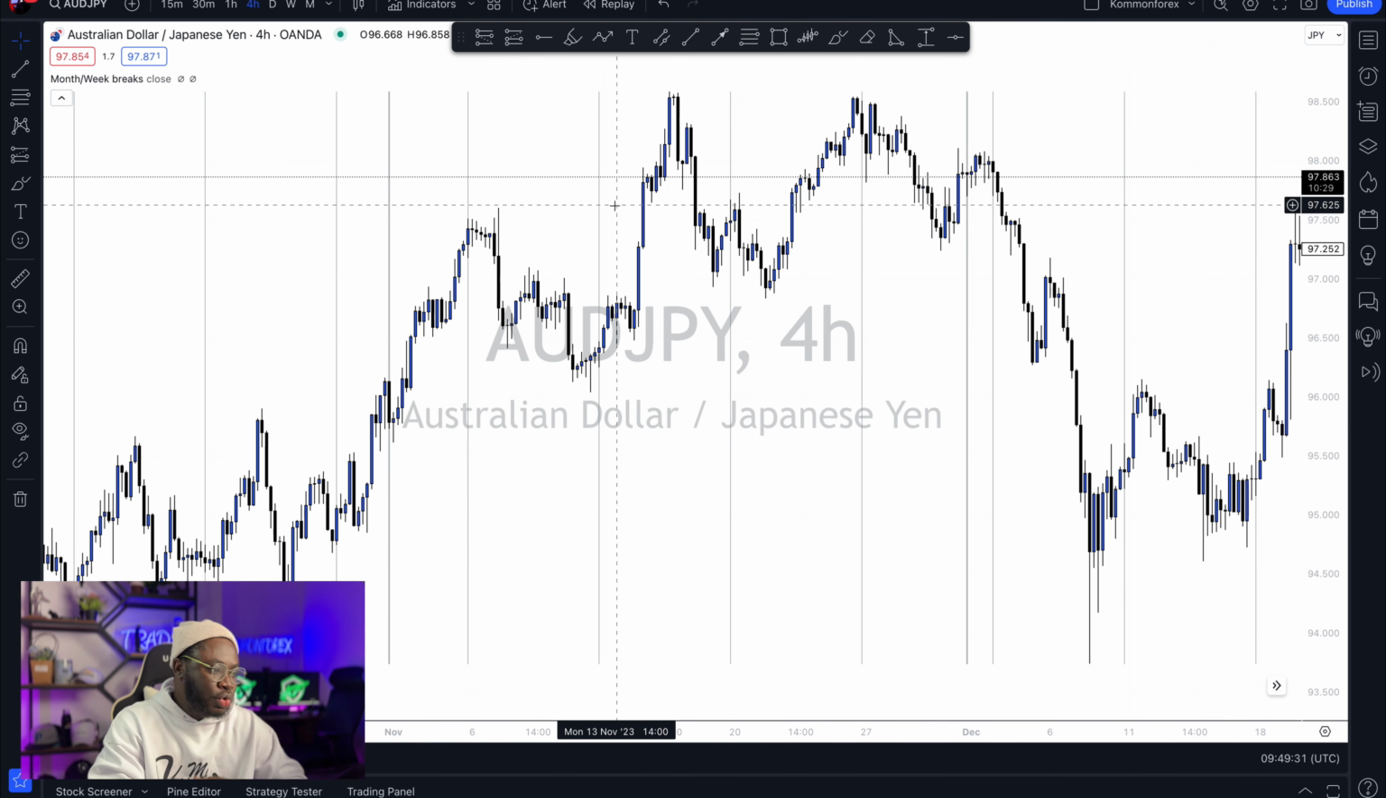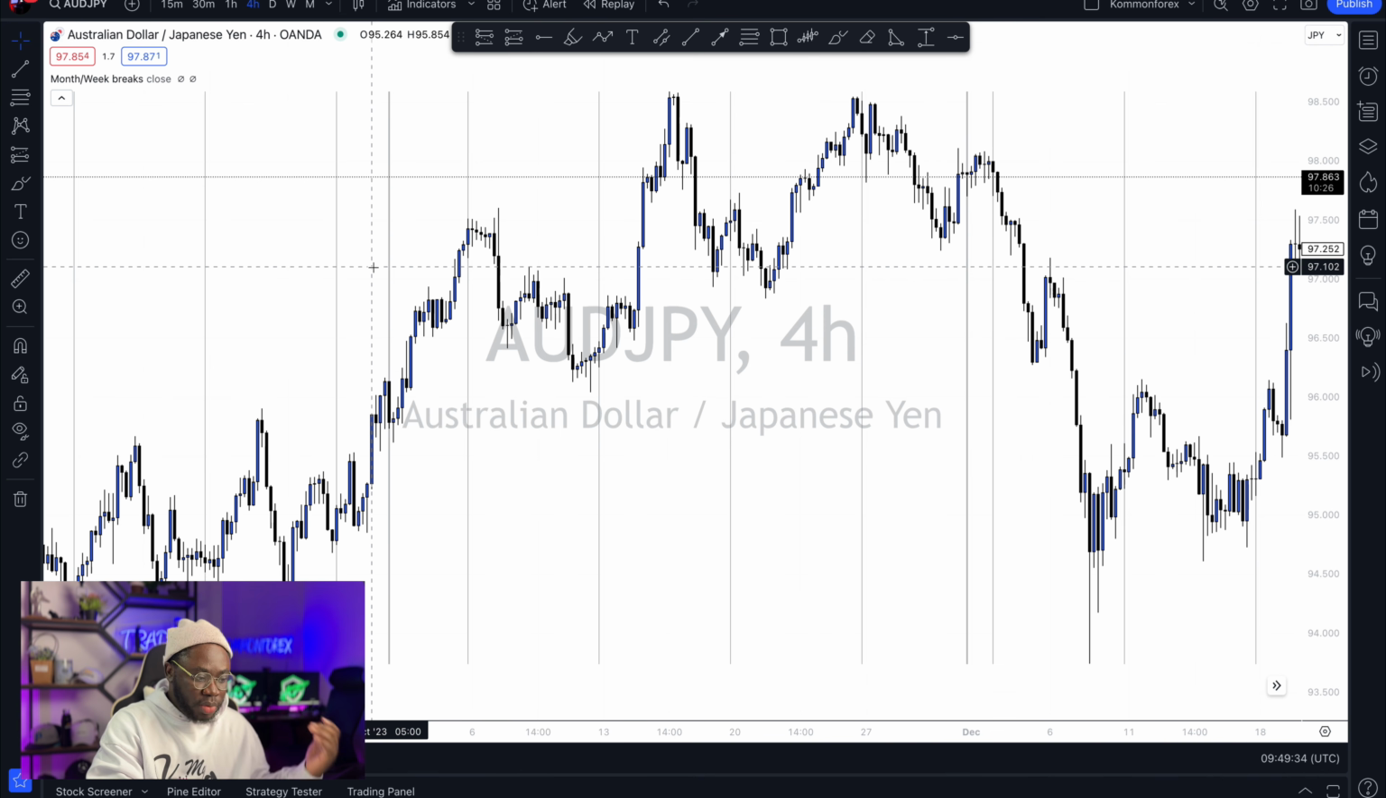You click on the bar replay tool, you go back to whatever time in the market you want to go back to, and then apply your trading strategy there and know how exactly to use it to trade.